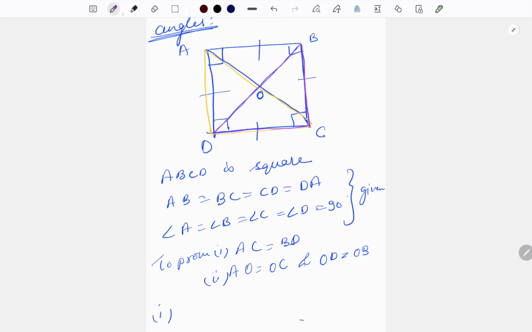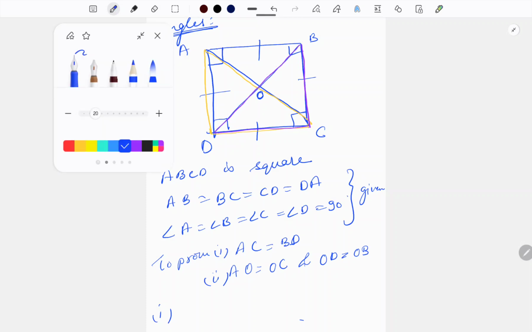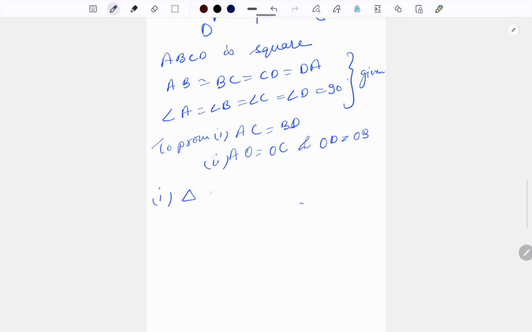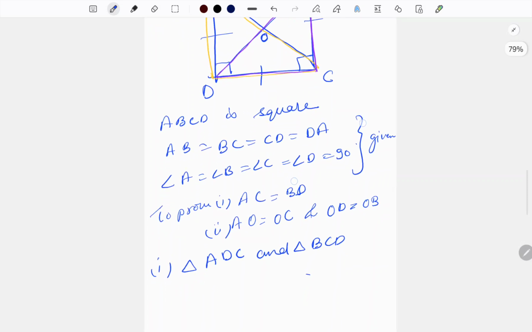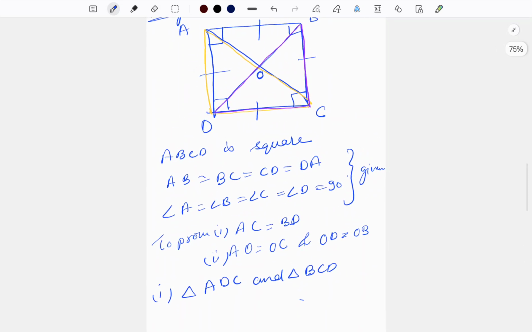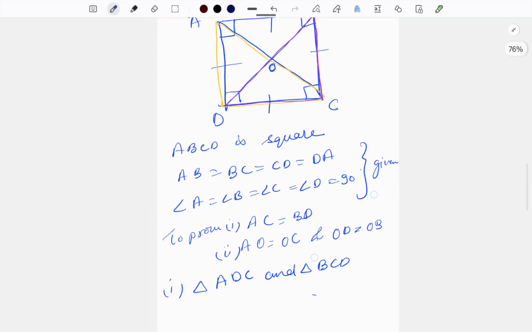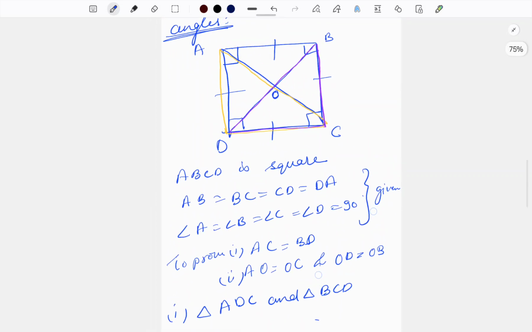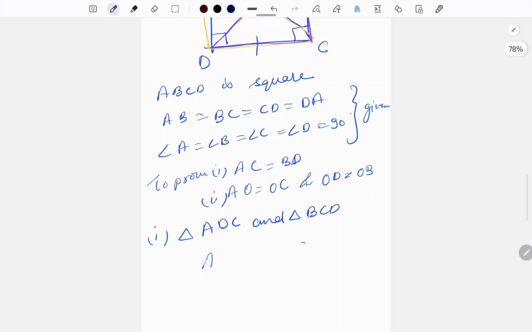Okay, so triangle ADC and triangle BCD. Okay. So this is very simple. So AD is equal to BC. Yes.